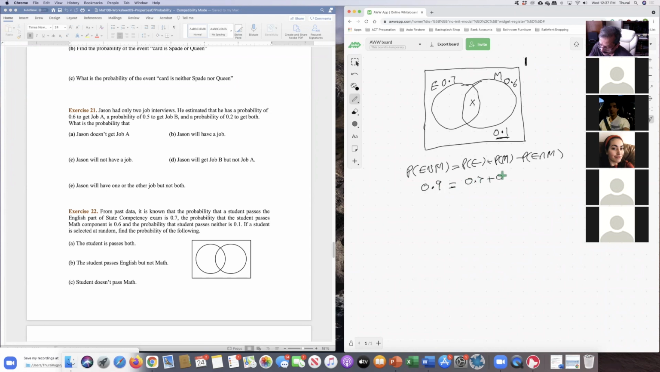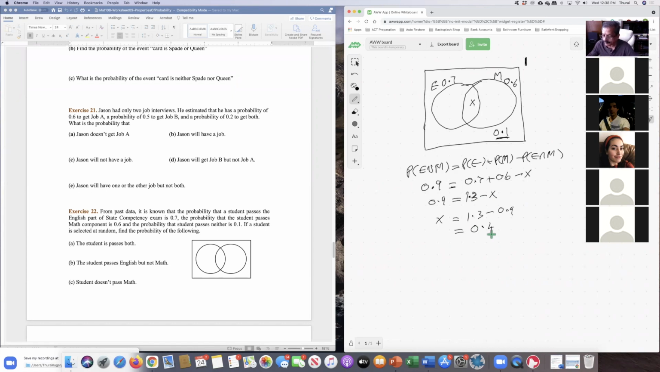0.7 plus 0.6 minus x. So from that, 0.9 equals 1.3 minus x, since 0.7 plus 0.6 is 1.3. So x is equal to 1.3 minus 0.9. I move the x to the left and the 0.9 to the right, and that gives me 0.4. So therefore, the intersection is 0.4.